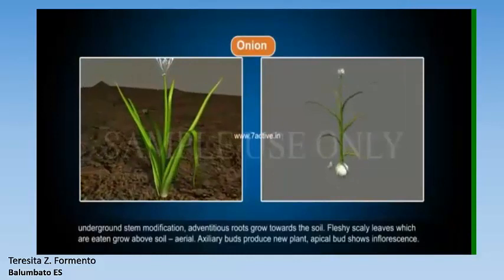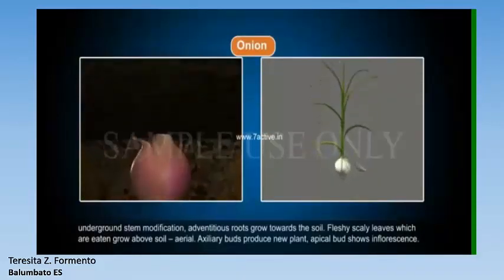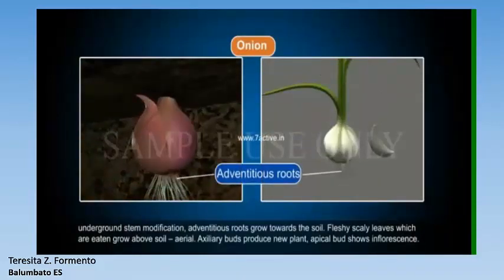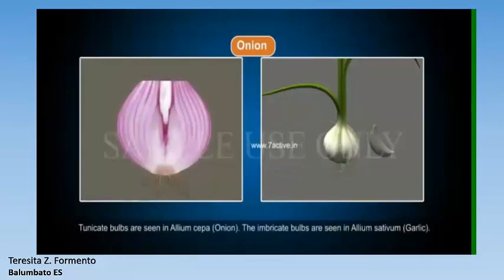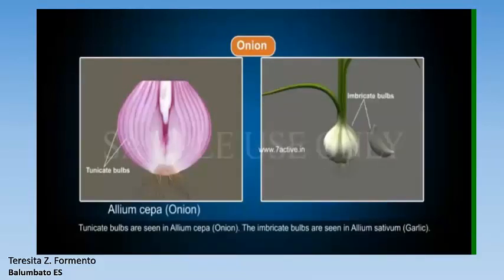Onion. An underground stem modification. Adventitious roots grow towards the soil. Fleshy, scaly leaves, which are eaten, grow above the soil, aerial. Axillary buds produce a new plant. Apical bud shows inflorescence. Tunicate bulbs are seen in Allium cepa, onion. The imbricate bulbs are seen in Allium sativum, garlic.